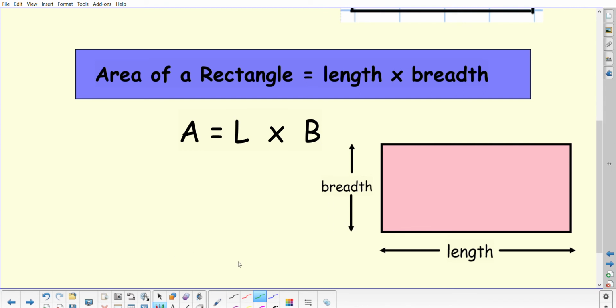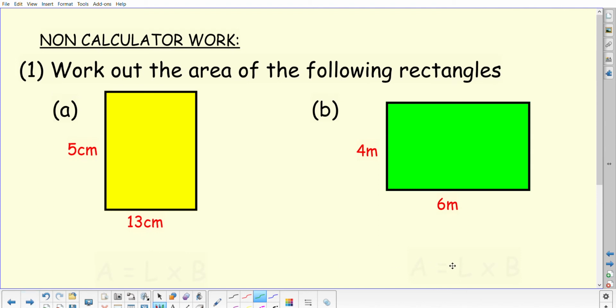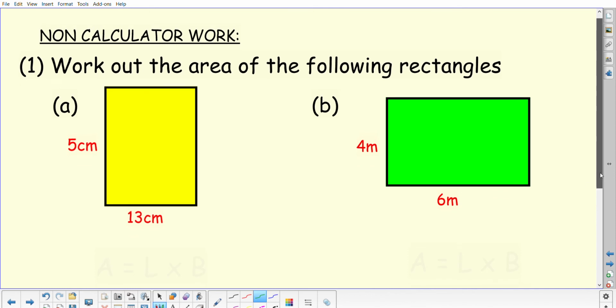And of course in a square, length and breadth are equal, but you would still multiply them together. So this little formula, area equals length times breadth, is what we will be using to work out the area of rectangles from now on. We won't be counting squares, we'll be doing this.